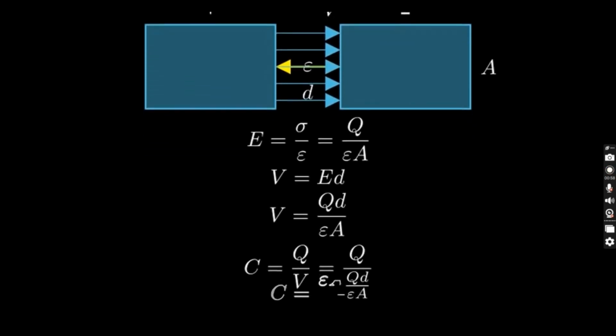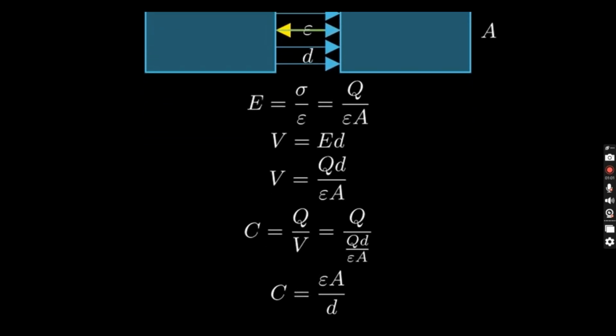Now let's substitute this expression for voltage into our original capacitance equation. C equals Q over V, which equals Q divided by Qd over epsilon A. The Q's cancel out, giving us our final expression. C equals epsilon A over d.